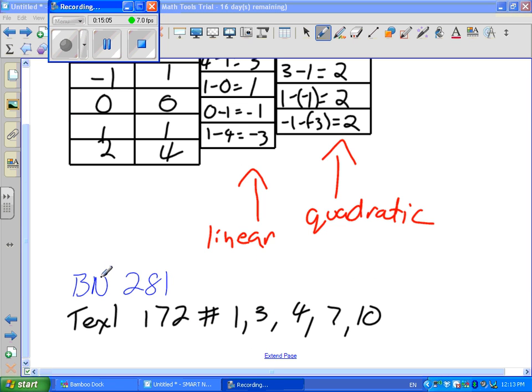That's your homework. Blue Notebook, page 281 is telling you to do these questions on 172, 1, 3, 4, 7, 10.